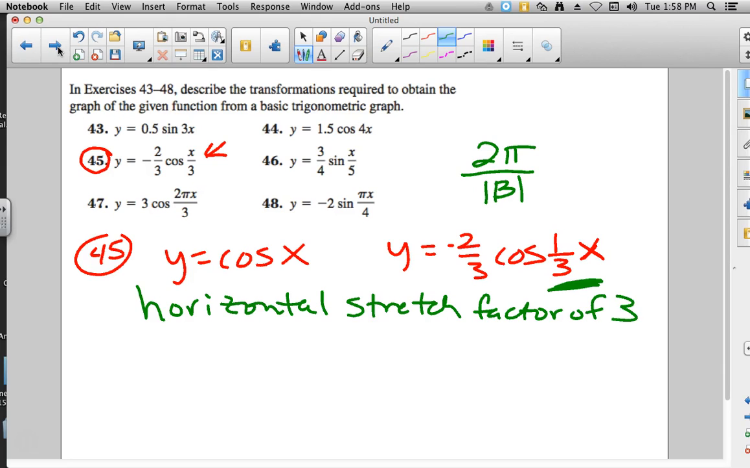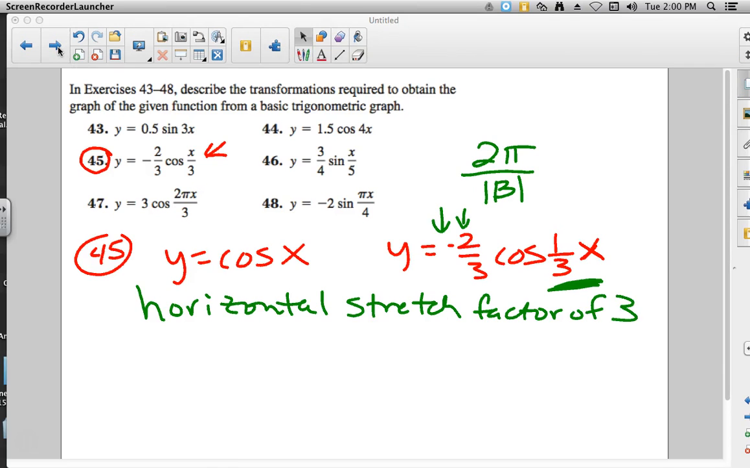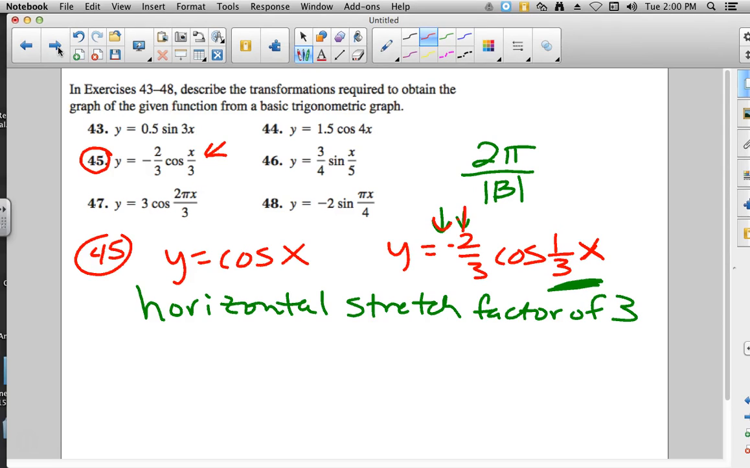That would be the first thing to deal with: a. And for a, out in front, we see there are two pieces here. We have the negative and we have the 2/3. And this next step, you could use either one of those. I'm going to go ahead and put reflect over the x-axis first.